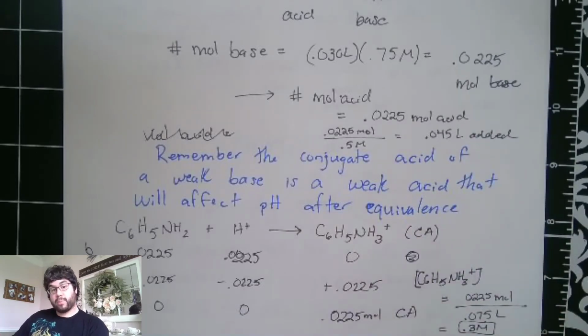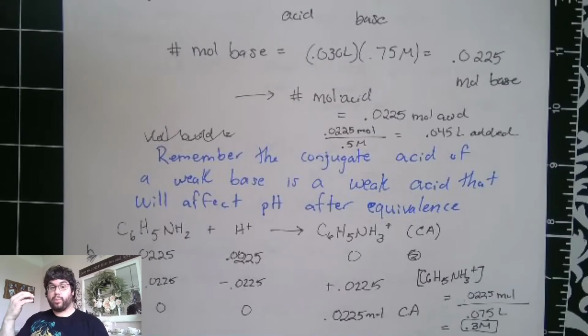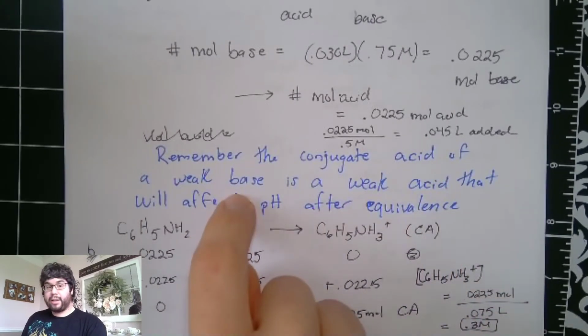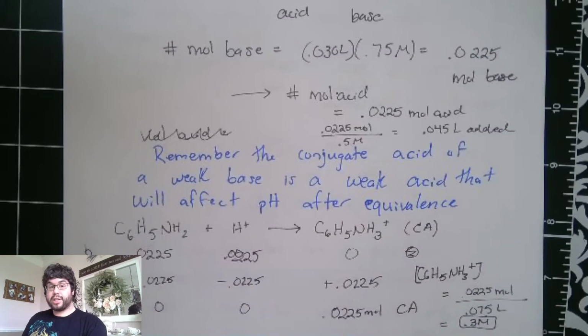Now, at the equivalence point for the reaction between a weak base and a strong acid, the conjugate acid of that base is going to continue to react with water and therefore lower the pH below 7. So you've got to remember that for aniline, its conjugate acid is going to lower the pH. We want to figure out how much of the conjugate acid we've made from this reaction, which will react with water to lower the pH even more. That's how we figure out what the pH is.